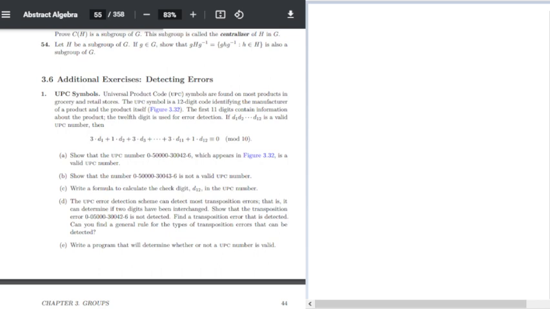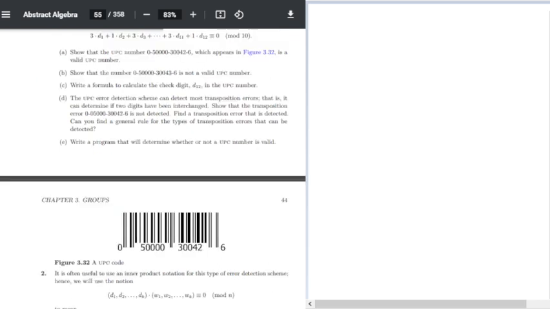This is literally all just computation and showing how the integers modulo n could be used to do basic error detection. So write a formula to calculate the check digit D12 of the UPC number. UPC can detect most transposition errors, that is, it can determine that two digits have been interchanged. So the transposition error 00500300426 is not detected. Find a transposition error that is detected. Can you find a general rule for the types of transposition errors that can be detected?